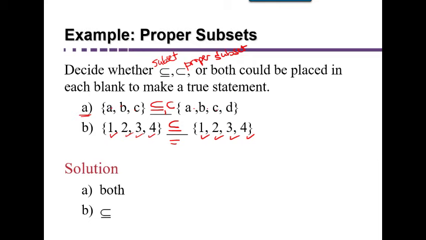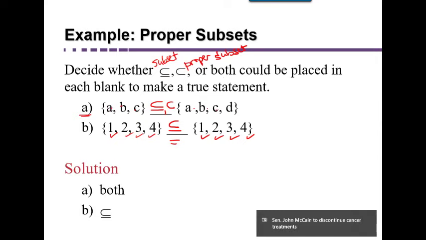So A is in ABCD, B is in ABCD, and C is in ABCD. So definitely we have a subset. That'll work. But isn't it also true that these two sets are not equal to each other? So it would also be true to say that it's a proper subset. So the answer to part A would be that it would be both.